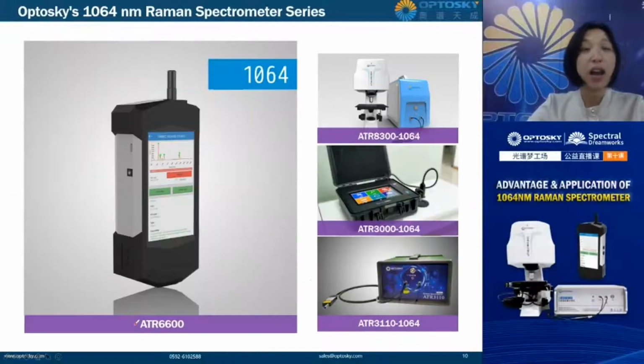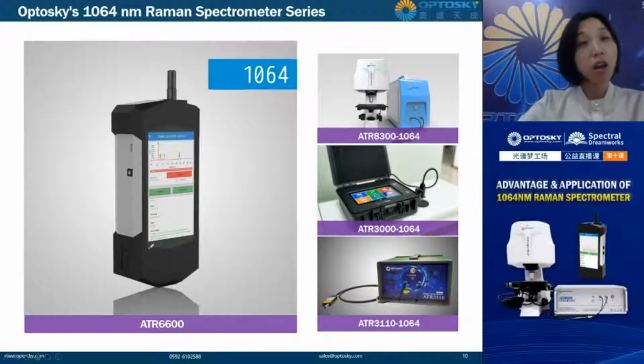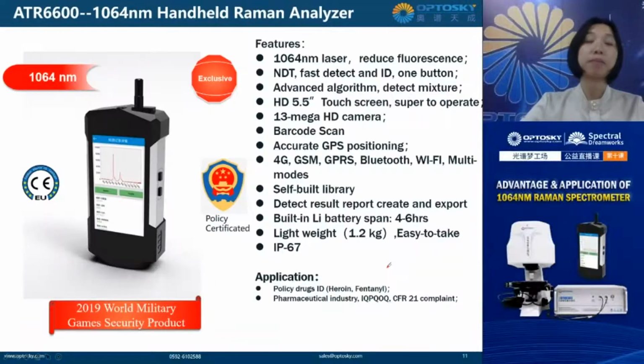This is the OptoSky 1064 nanometers Raman spectrometer series. We can see that this is the most popular handheld Raman spectrometer, and this is our Raman microscope. It can be made in 1064, and it is a portable handheld Raman analyzer, and also we have a desktop Raman spectrometer.